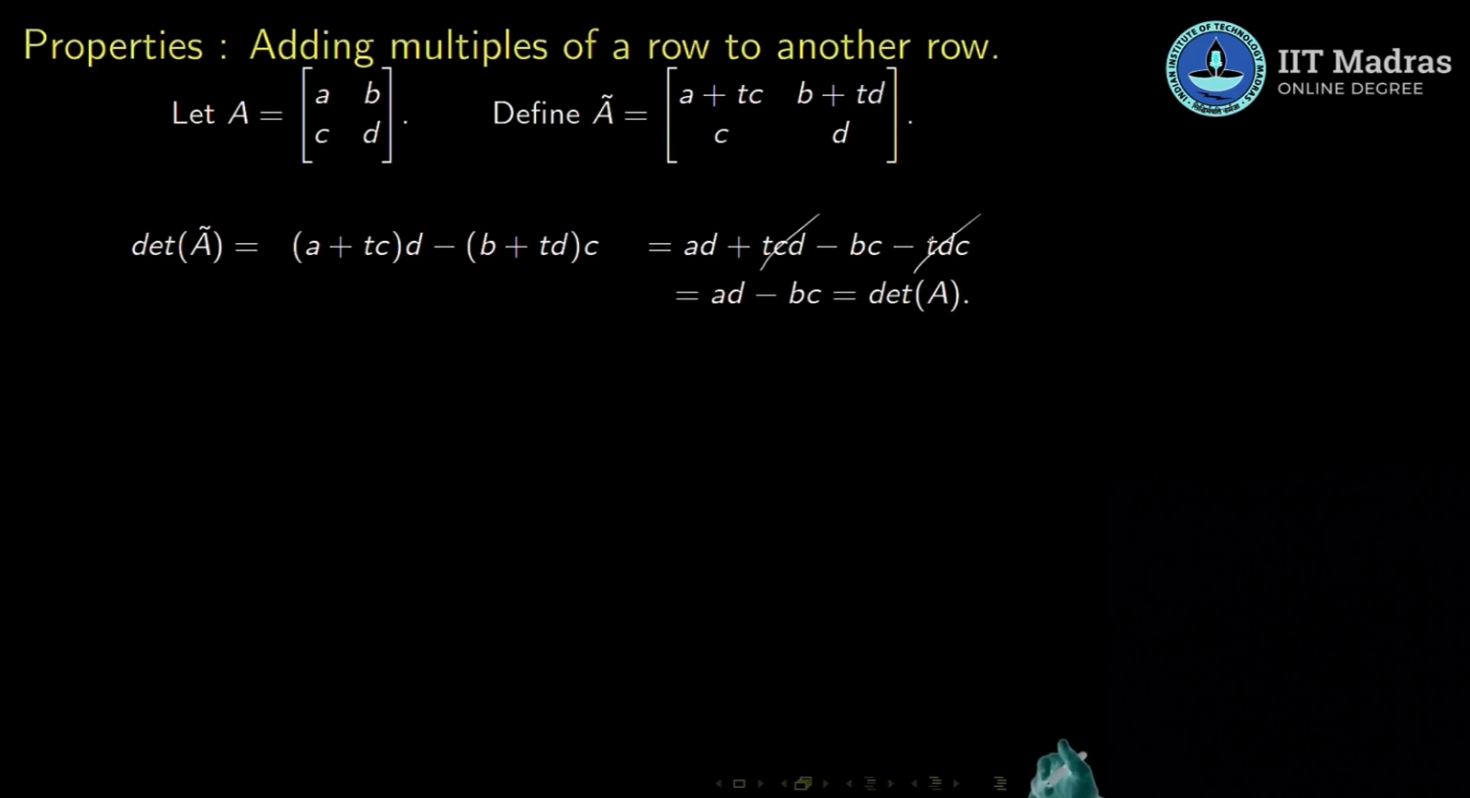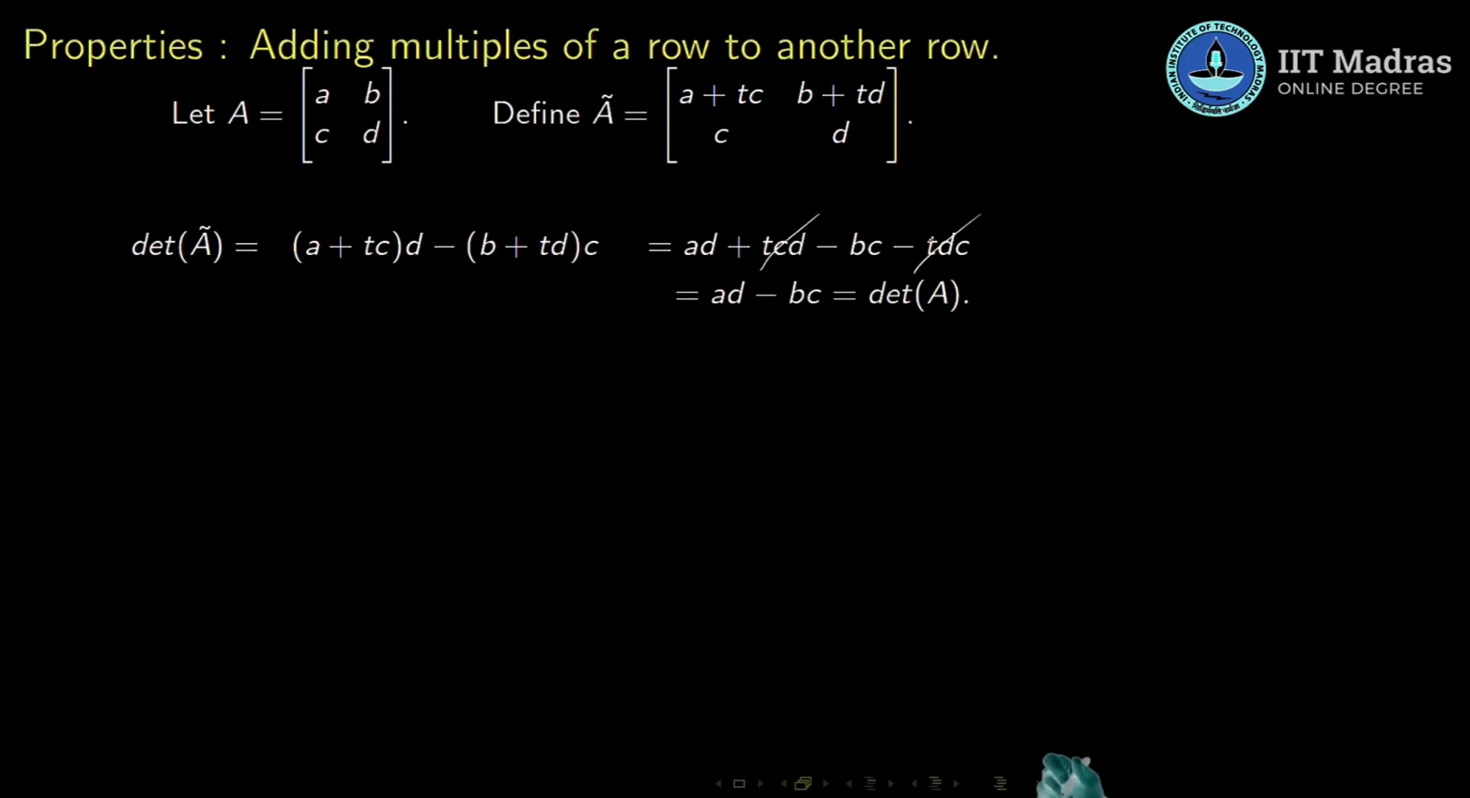Okay. So, what happened? If you added a multiple of one row to another row, took that new matrix and computed its determinant, you got back the determinant of A. So, the determinant does not change under this operation.